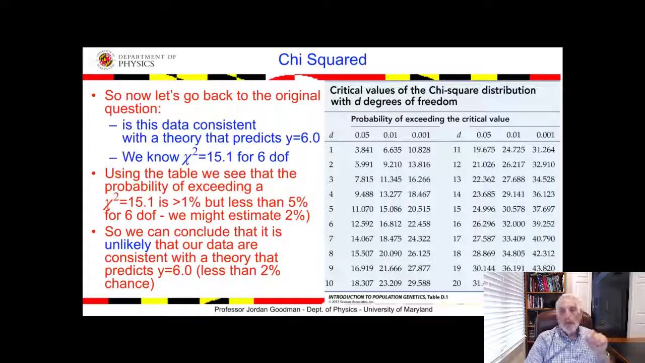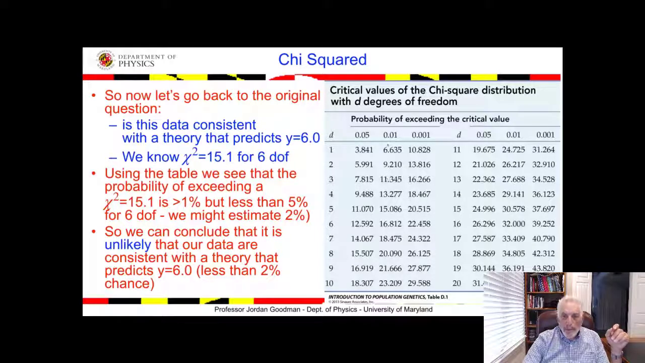What do we do? Well, we can look it up in a table. So let's go back to the original question. The original question was, is the data consistent with a theory that predicts a value for y equal to 6? So again, chi-squared is 15.1. We have 6 degrees of freedom. So we go over to the table here and we look up D, the degrees of freedom. We come down here and we see that 15.1 is pretty close to 0.01, but a little bit on the 0.05 side. We might estimate that it's somewhere between these two, but closer to this one.